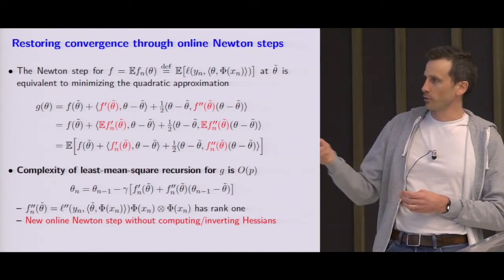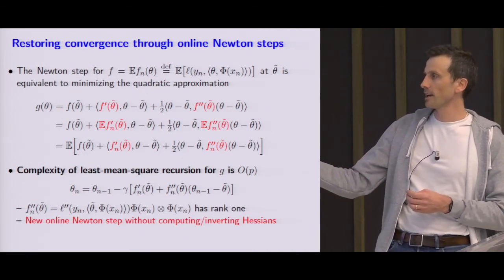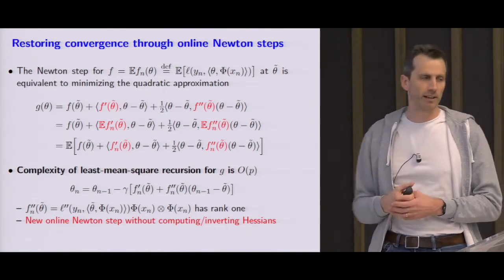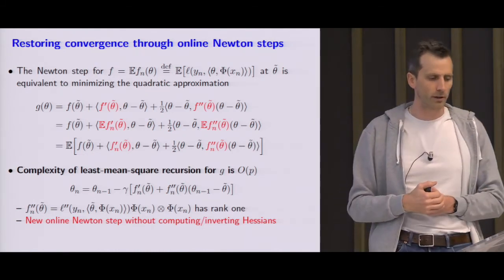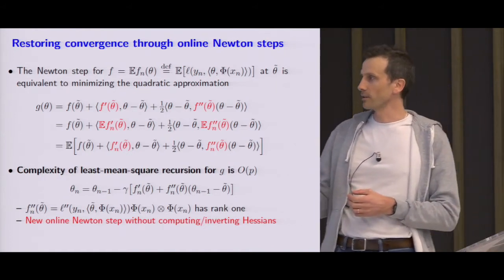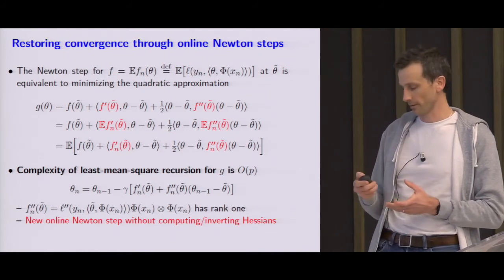So I'm not going to form the matrix. I'm going to take phi of xn, multiply by this, and then multiply this by the vector. So at the end, I get the cost of two regular stochastic gradients. So I never need to form the Hessians. I never need to invert the matrix.